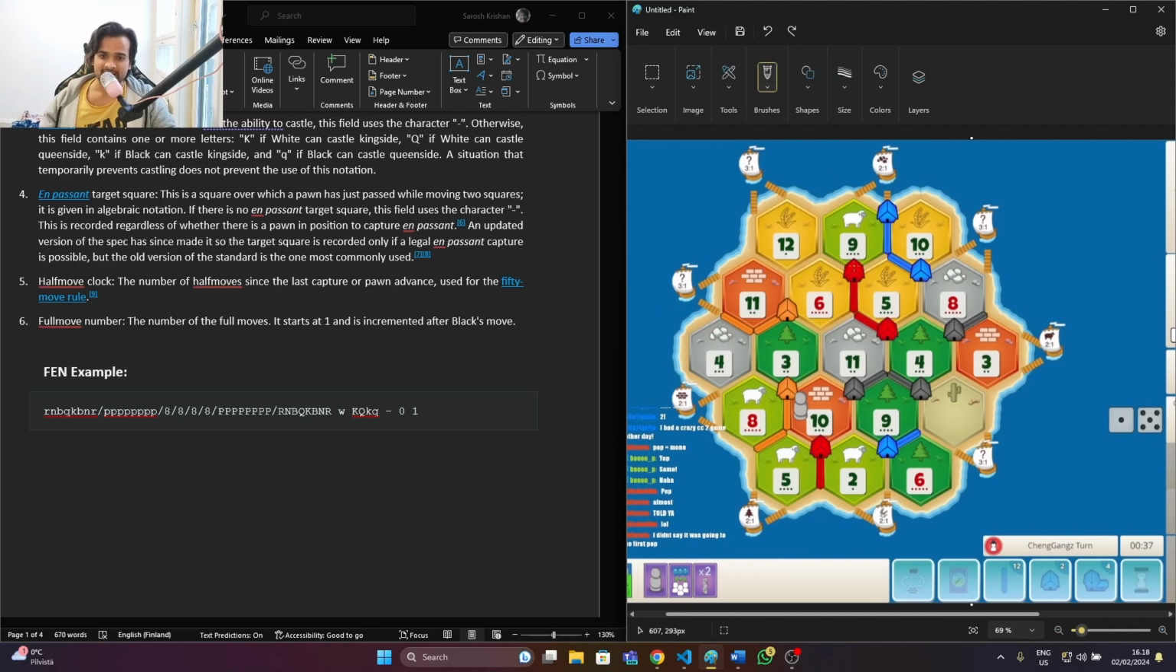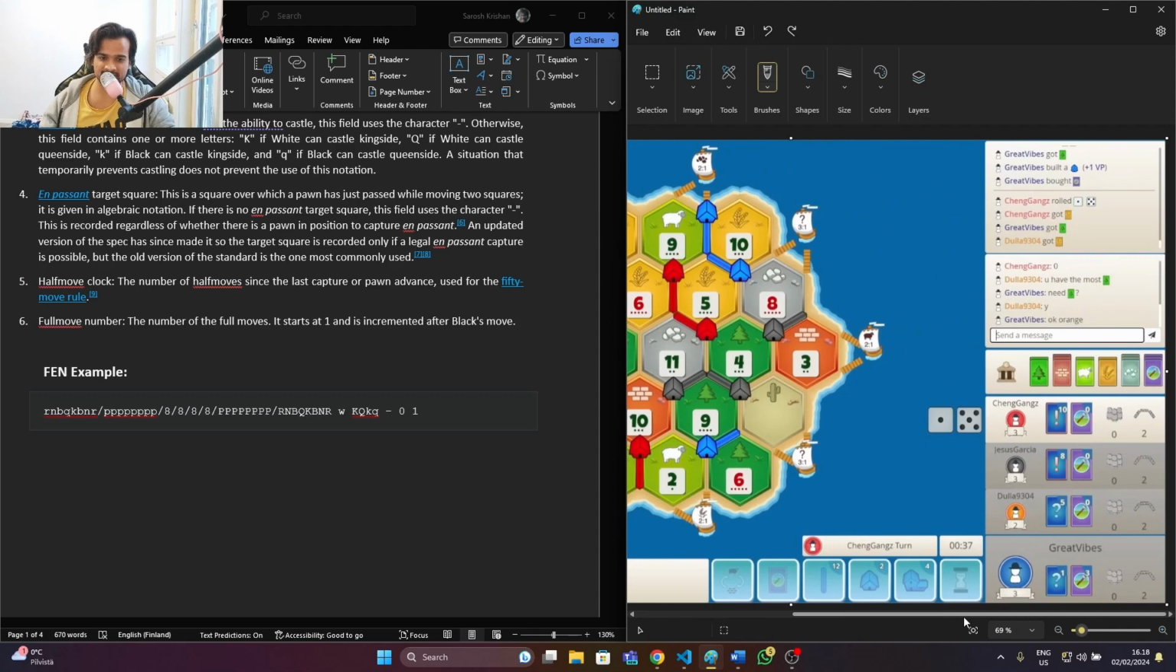Nah, forget about it. So you can place your settlements on there. You can build roads. You can convert these settlements into cities. None of these players have done that right now. This is a still from a Dandy Drew game.